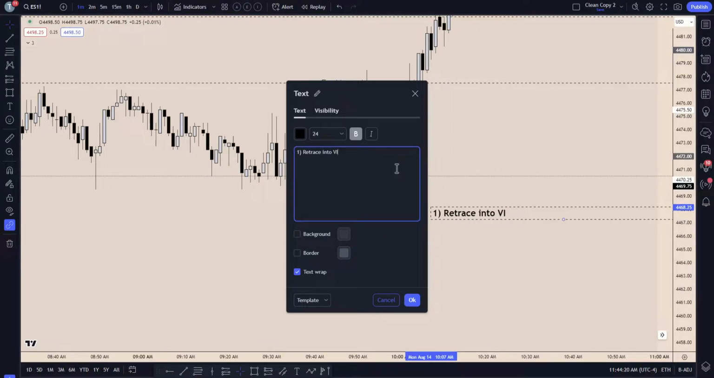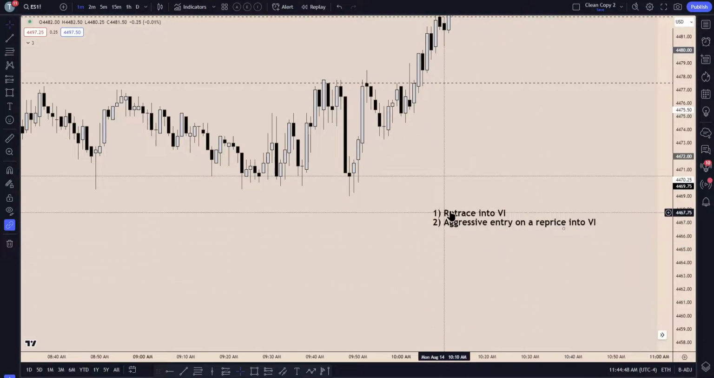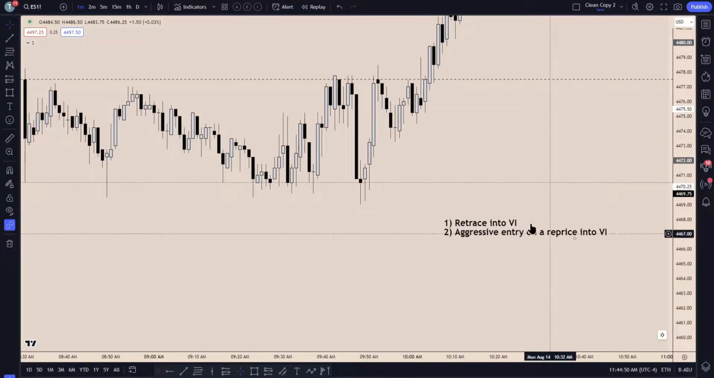The second way is the more advanced way that we've spoken about and you've seen play out a little bit. We'll say the second way we use them is an aggressive entry on a reprice into a volume imbalance. I want to go over these two because they sound the same, but as we explain it, you'll see the difference.